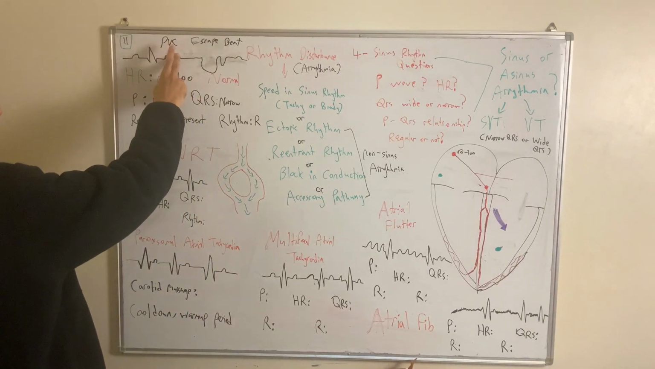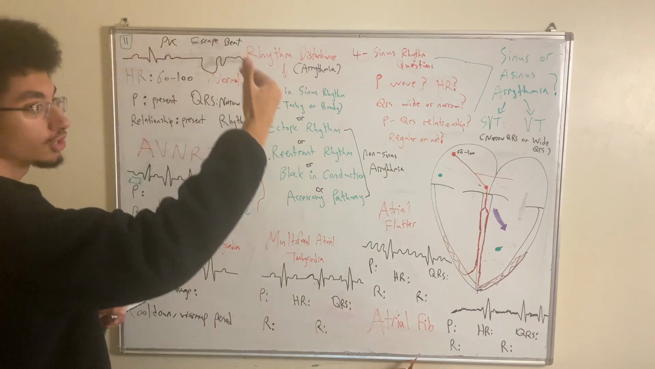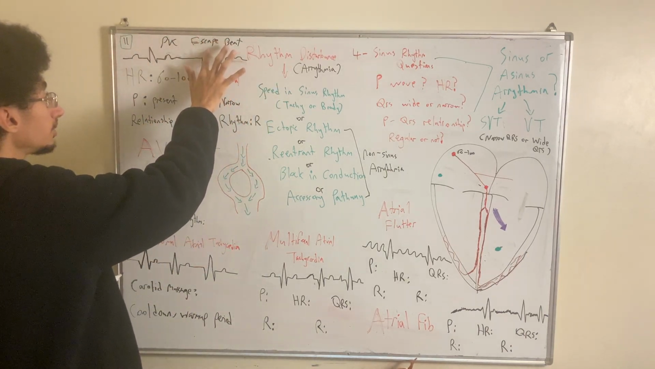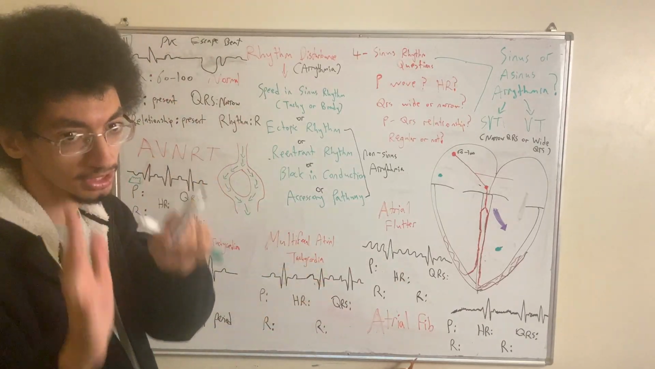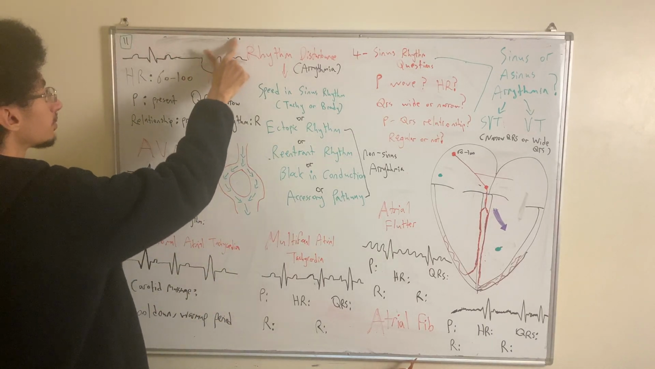So we have PVC and escape beat, the same finding, but this one occurs early, as soon as possible, following the T wave of a previous beat. With escape beat, on the other hand, an escape beat can occur late. The difference between the two is timing. So we talked about PVC, we talked about escape beats regarding the ventricles.